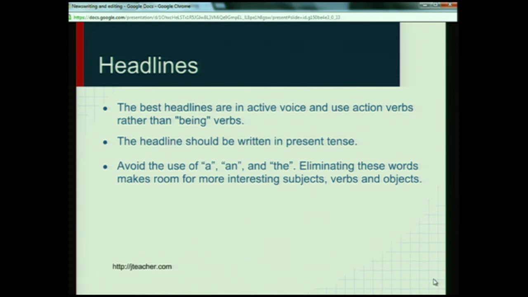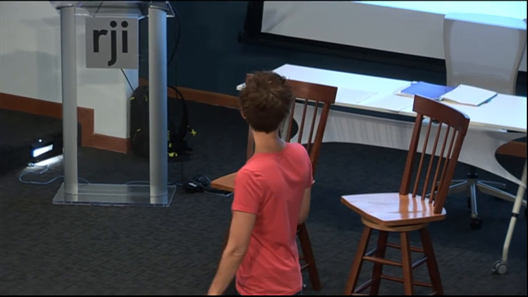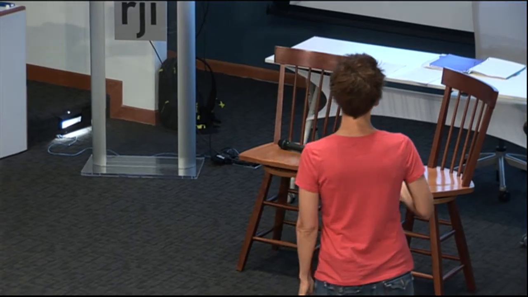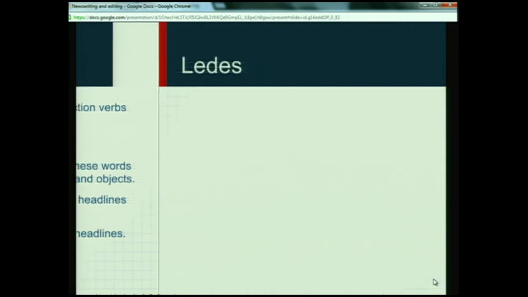Shorten it down. Cliches are good. Plays on words are good. Alliteration, that's good. We have a lot of fun at layout. I don't know if you guys do this, but we'll help each other with headline writing. And boy, we come up with just some great ones that could never be published, but we have a lot of fun. And there you go, only capitalize the first word and proper nouns, minimal publication.